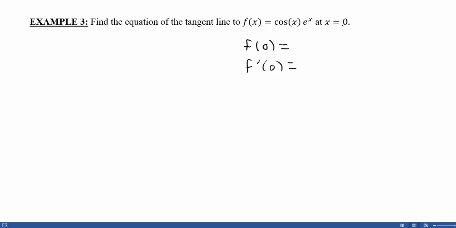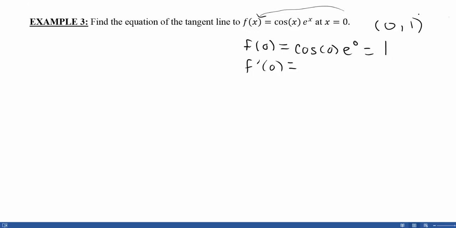So f of 0 means I'm going to take 0 and plug it into my function. So cosine of 0 times e to the 0. Cosine of 0 is 1, and e to the 0 is also 1. So 1 times 1 is 1, which means my point is going to be (0, 1). The point where the tangent line touches this function is at the point (0, 1).